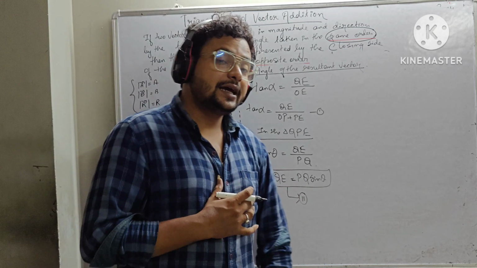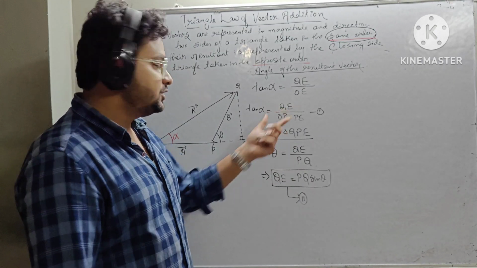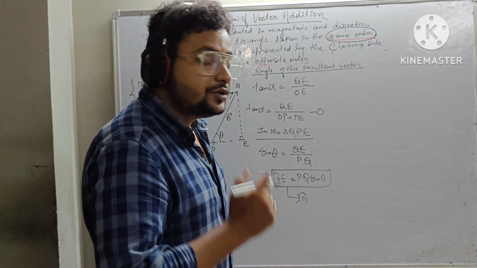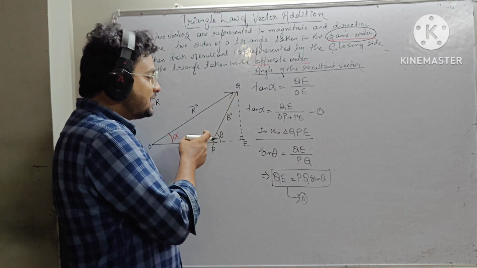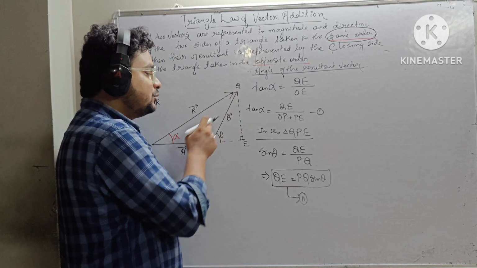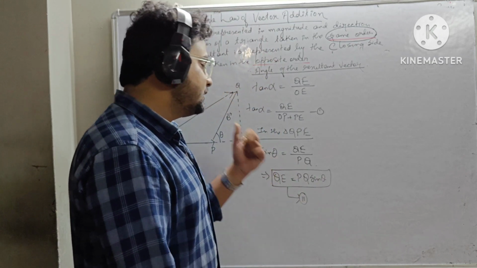Now why have we taken sine theta? Because first you have to find out QE. QE is a perpendicular, and which side do we know? We know the hypotenuse, this one we can use. So the perpendicular we have to find out, and the hypotenuse we know. Perpendicular and hypotenuse, which function? Sine. That's how we have taken sine theta.